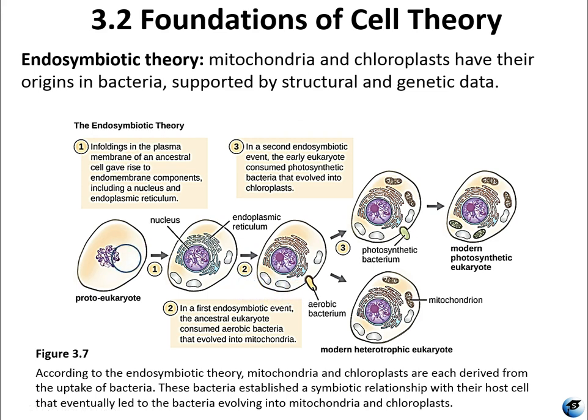And then in the second endosymbiotic event, early eukaryotes consumed photosynthetic bacteria. So first came the mitochondria, right? And then came chloroplasts. And the idea here is that they actually consumed photosynthetic bacteria, right? So photosynthetic prokaryotes. And then they formed chloroplasts. It's really kind of cool.